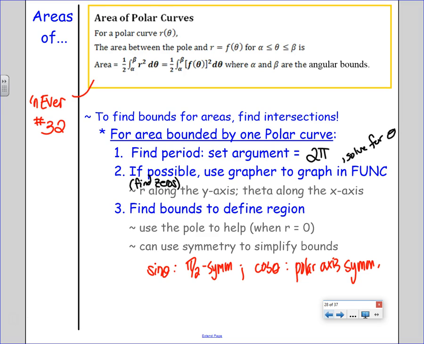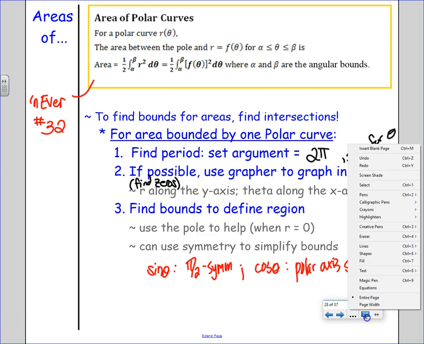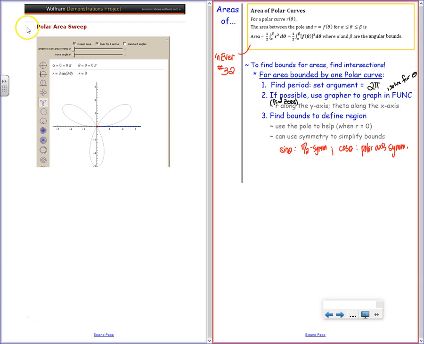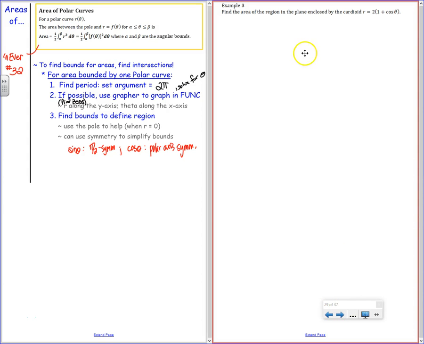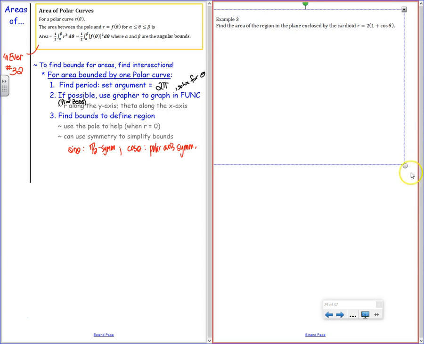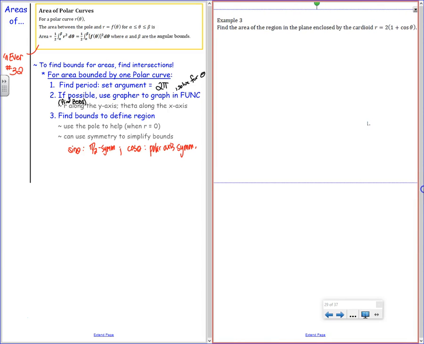I'm not sure if I can make the question big enough. Kiddos, write down the function. Let me go ahead and get it dual paged. I'm sorry, it is going to be kind of small, but we'll do what we can. Let me go forward a page. Find the area of the region in the plane enclosed by the cardioid.